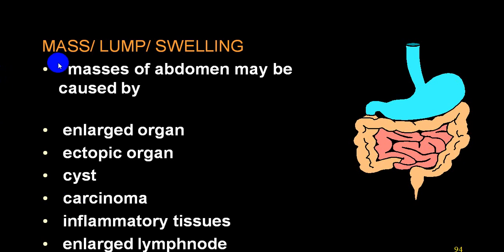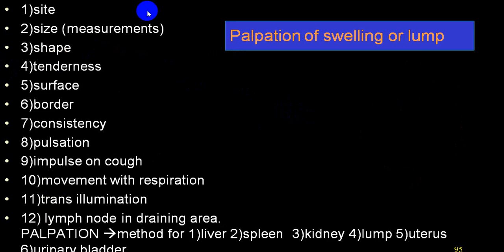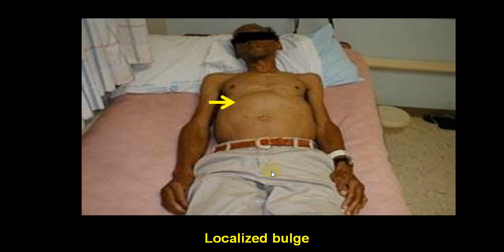Then as far as a mass is concerned, when you cannot identify that it is a liver, spleen, gallbladder, appendicular mass, urinary bladder, uterus, etc., then you can mention site, size, shape, surface, tenderness, border, consistency, pulsation, impulse on coughing, movement with respiration, transillumination, any lymph node in the draining area, etc. So you try to mention. By and large, you will be able to identify liver, spleen, uterus, bladder; sometimes gallbladder can be easily identifiable. So try to identify. I'm skipping over some of this.